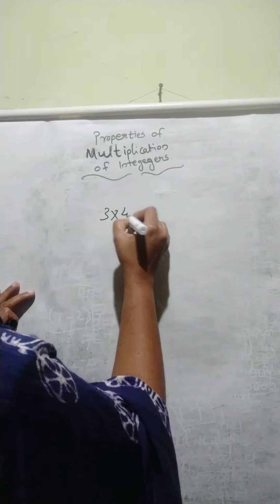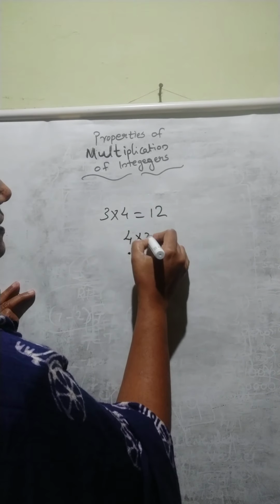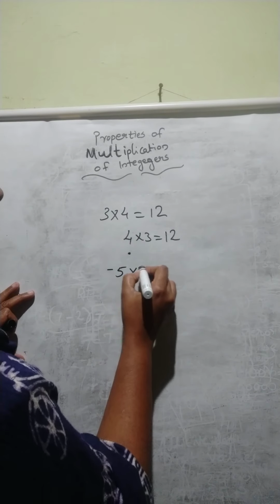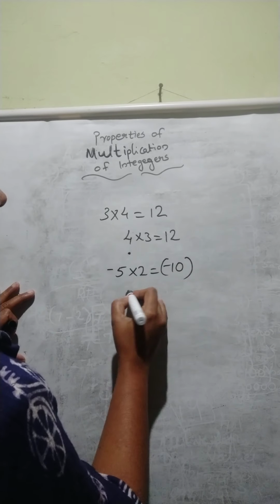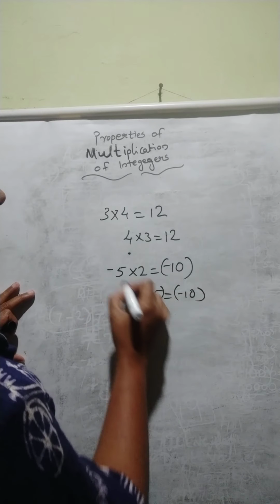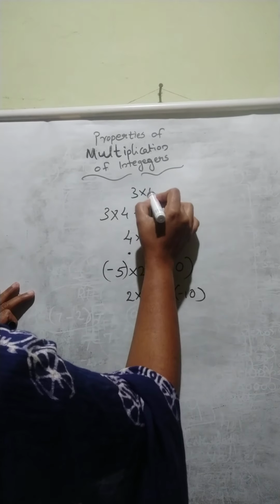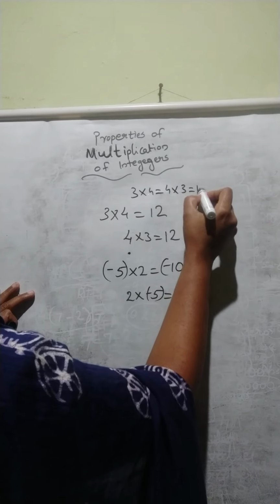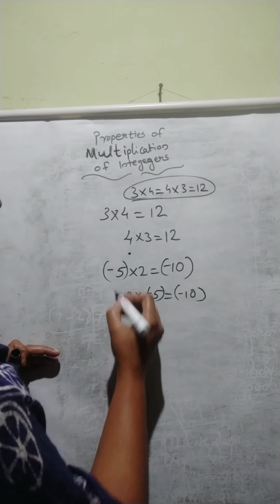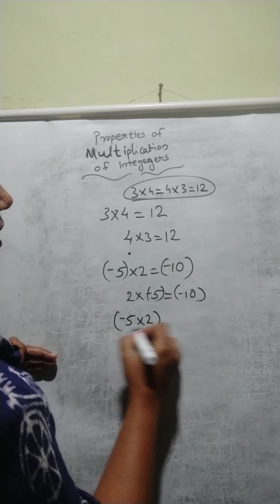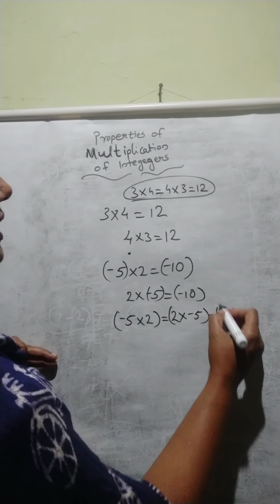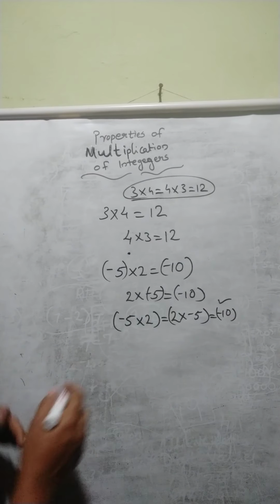3 times 4 equals 12. Then 4 times 3 is equal to 12. In another example, negative 5 multiplied by 2 is equal to negative 10. Then 2 multiplied by negative 5 is also equal to negative 10. So here 3 times 4 is equal to 4 times 3, which is 12. The answer is the same in both cases. Then negative 5 times 2 is equal to 2 times negative 5, which is also negative 10. So this answer is also the same.